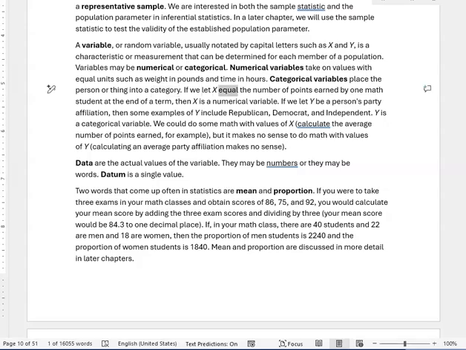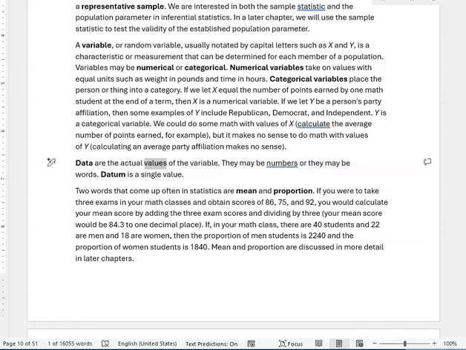If we let X equal the number of points earned by one math student at the end of a term, then X is a numerical variable. If we let Y be a person's party affiliation, then some examples of Y include Republican, Democrat, and Independent. Y is a categorical variable. We could do some math with values of X, calculate the average number of points earned, for example, but it makes no sense to do math with values of Y. Calculating an average party affiliation makes no sense.